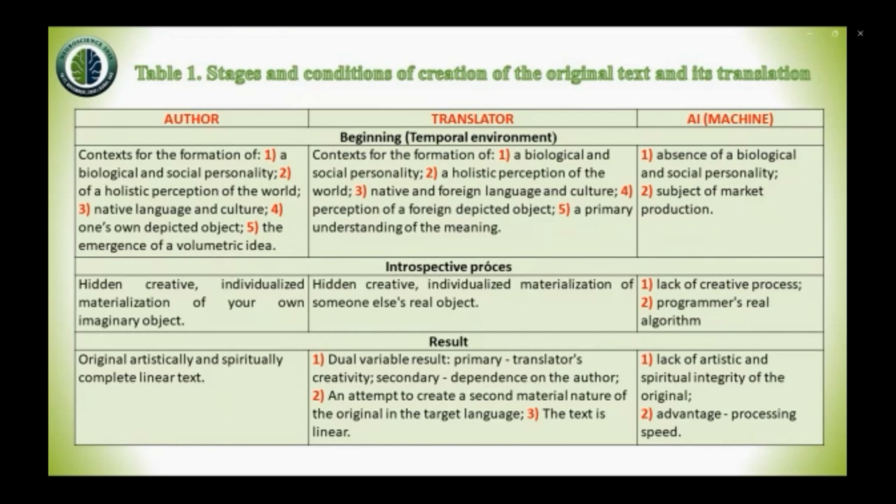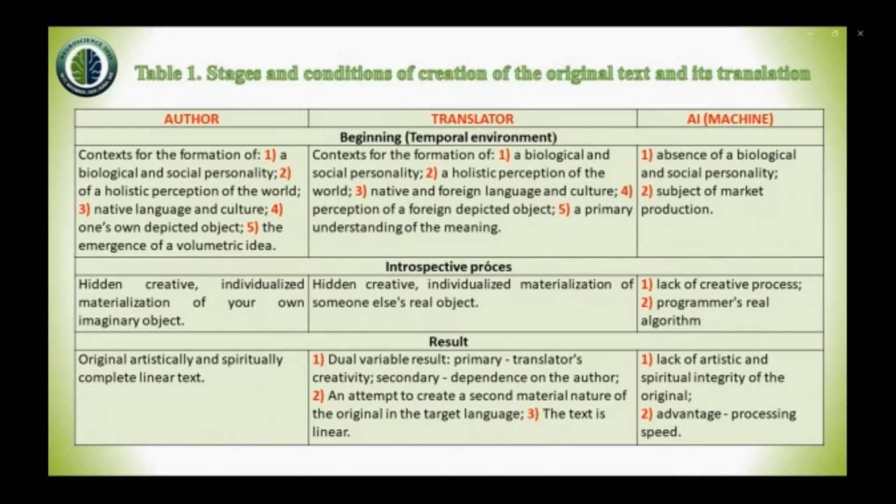The difference is also visible in the introspective process. The author has hidden creative, individualized materialization of his own imaginary object. What about the translator? He has hidden creative, individualized materialization of someone else's real object. What about AI, the machine? It has a lack of creative process and works with the programmer's real algorithm.